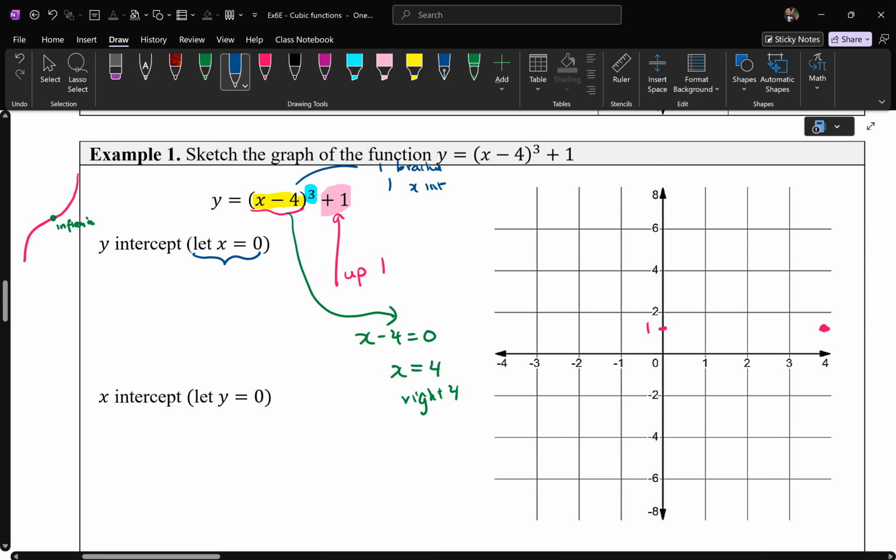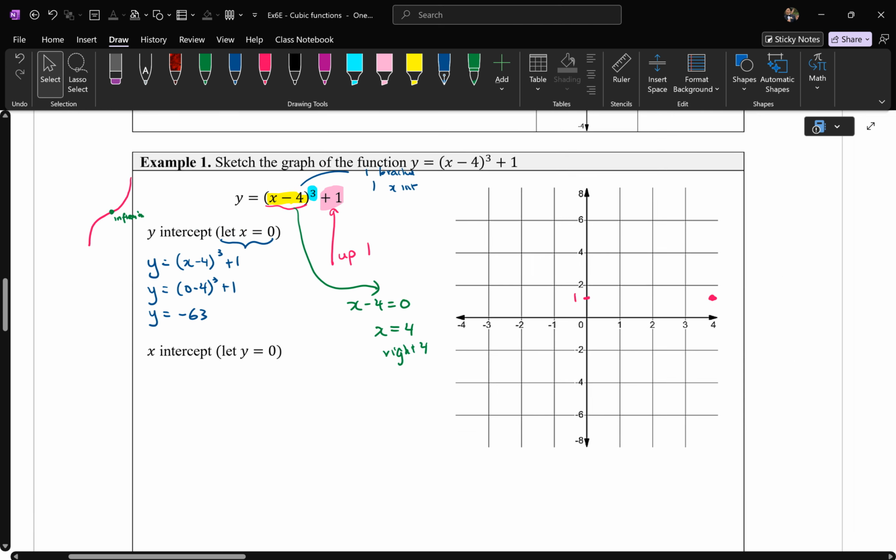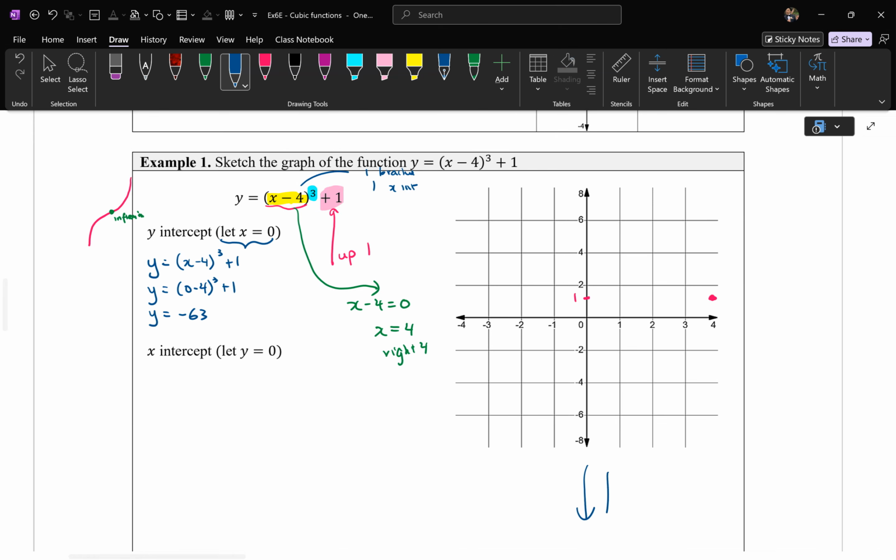Y-intercept is let x equal to 0. Here we go. We've got y is equal to (x minus 4) cubed plus 1 becomes (0 minus 4) cubed plus 1. And what's negative 4 cubed? Negative 64 plus 1 is negative 63. So clearly in this diagram, negative 8 is too short. So negative 64 must be really, really down here somewhere. So when you sketch it in this one, you can't really see it.